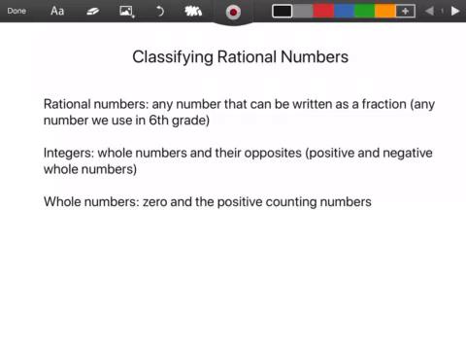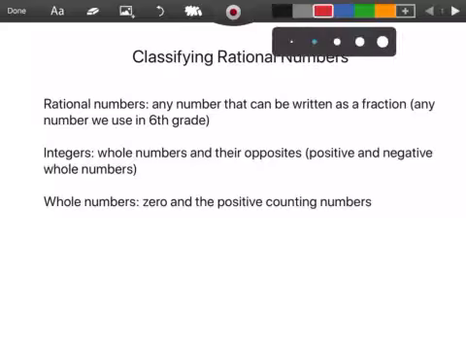Today's video is on classifying rational numbers. Now, these 3 words are on your vocab list for next week, so don't worry about writing them right now, but you will learn about them, and you'll put them in your journal soon. So our first word is rational numbers.